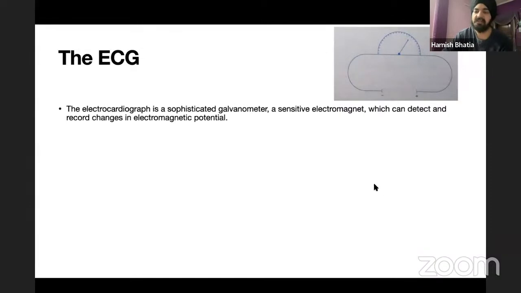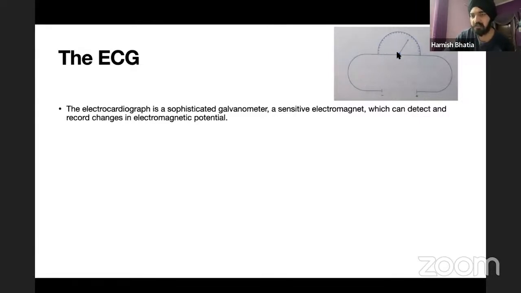Okay. So what is an ECG? The ECG is a sophisticated galvanometer, a sensitive electromagnet, which can detect and record changes in the electromagnetic potential. So this is what it looks like. This is what the ECG machine in its simplicity is. Basically, it's an electromagnet which has a galvanometer attached to it.